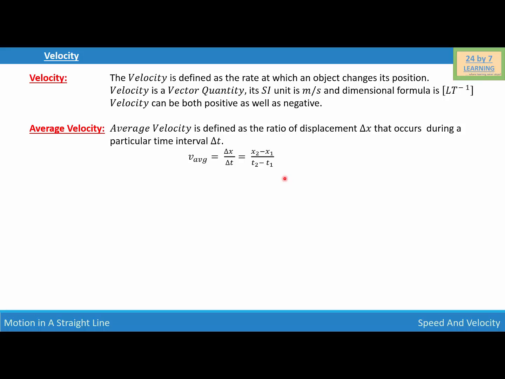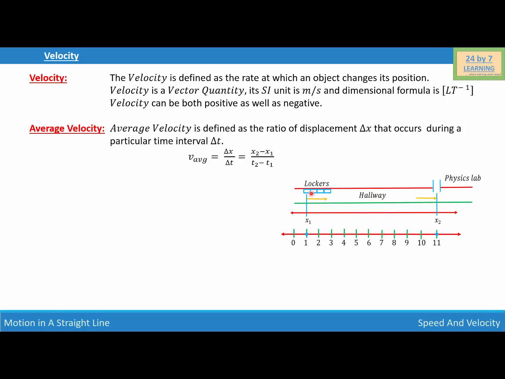In order to explain the velocity and average velocity, I'm going to consider an example. My example is this picture where you can see a man is walking from the locker to his physics lab, and this is the locker and this is the physics lab. When the man started at the locker, let the position of the man be x1, which is basically the 1 meter mark on the measuring tape, and when the person is at the lab, the position is x2, which is basically 11 meters.